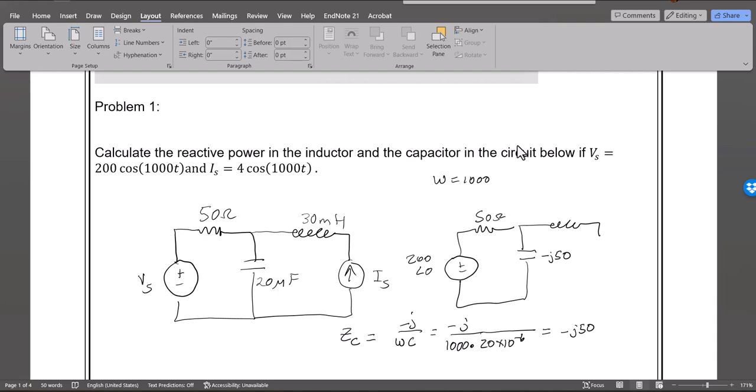And then the inductor is J omega L, or J times 1,000 times 30 milli, which is 0.03. And so that would be J30. And then I have my current source is 4 angle 0.